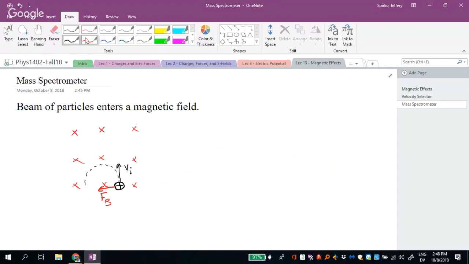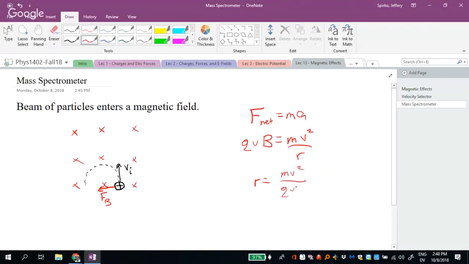So now we're going to have F net equals ma, and this is going to be qvB because the only force is the magnetic force. And the acceleration is v squared over r. And then that gives us r is mv squared over qvB, equals mv over qB.